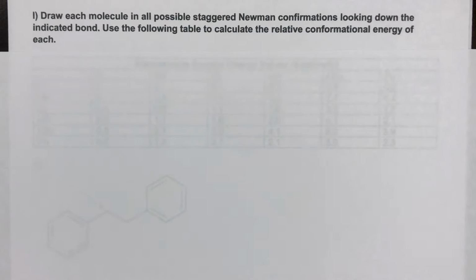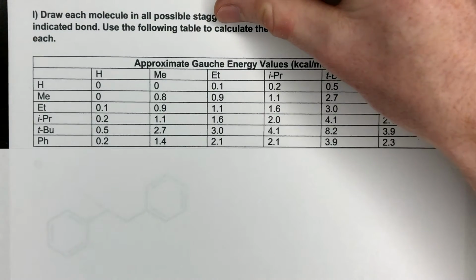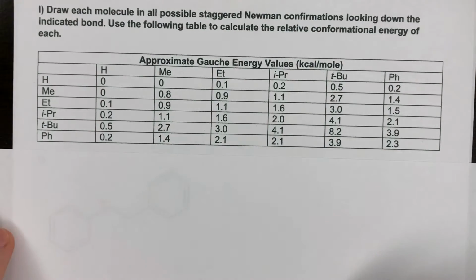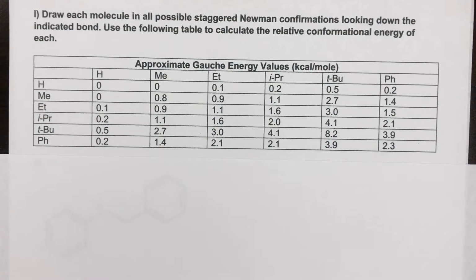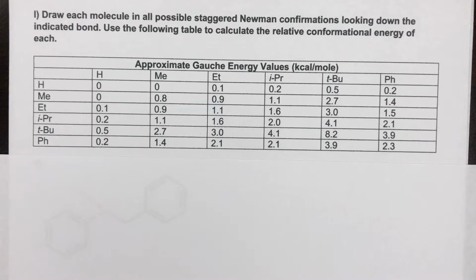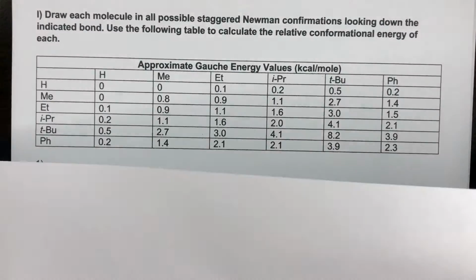And here we're given a table of these gauche interactions, which are the only interactions that are going to produce a difference in energy in our staggered conformations. Because as we recall, staggered is more stable than eclipsed, and whenever we have an anti interaction, that will contribute no additional destabilizing energy, so it won't increase the energy, in other words. So with that, here is our question.